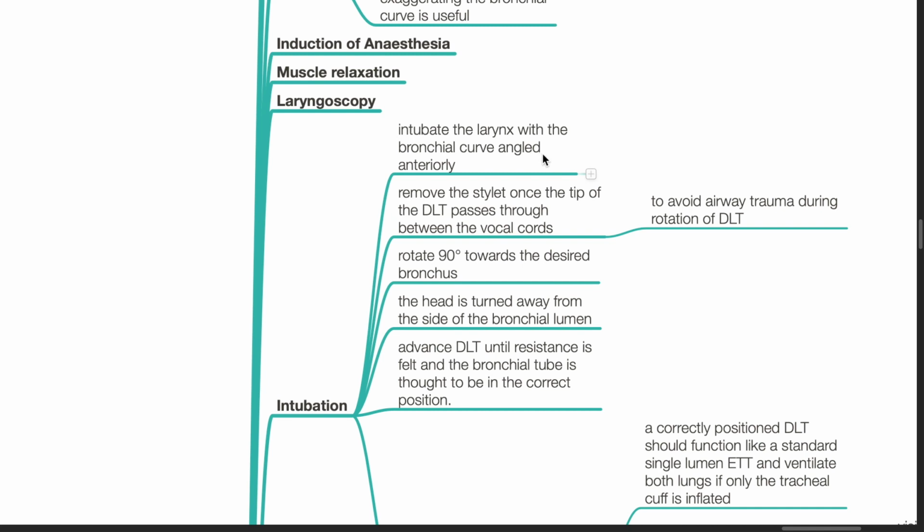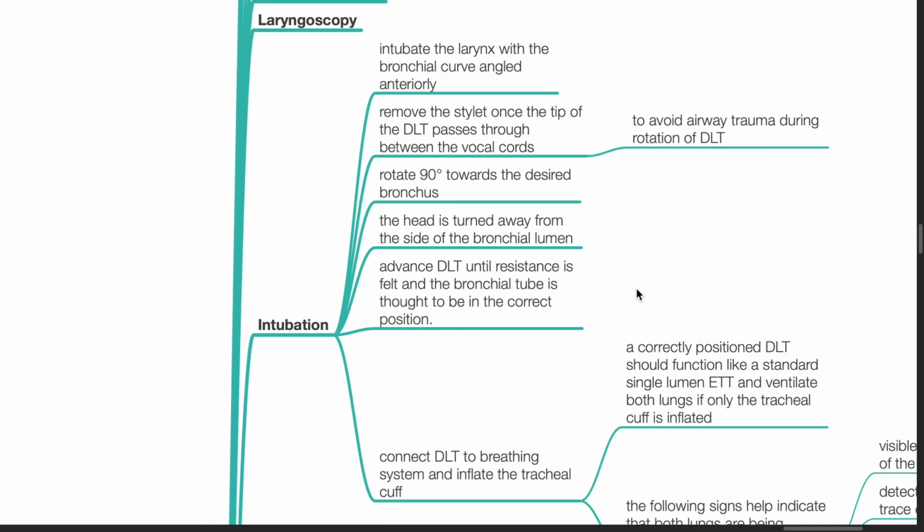Remove the stylet once the tip of the DLT passes between the vocal cords to avoid airway trauma during rotation of the DLT. Rotate 90 degrees towards the desired bronchus. The head is turned away from the side of the bronchial lumen. Advance the DLT until resistance is felt and the bronchial tube is thought to be in the correct position.